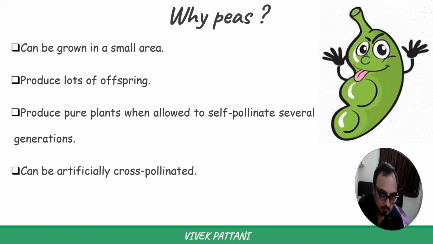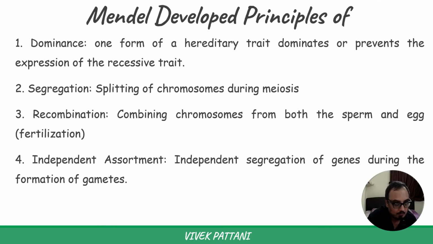Now, other points: they can be grown in a small area, produce lots of offspring, and produce pure plants when allowed to self-pollinate for several generations, and can also be artificially cross-pollinated.